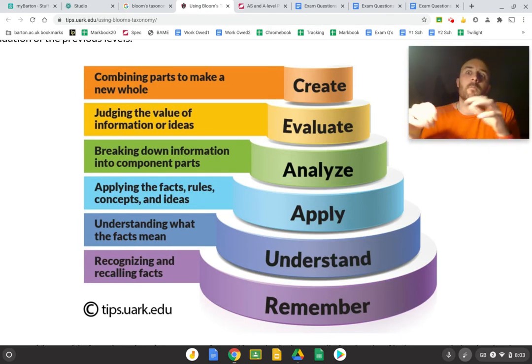Now you can split AO1 into knowing something and understanding something. Understanding something is more difficult than just remembering something. So let's say I were to ask you, what are the 5 stages of Freud's psychosexual stages, and you've remembered and rehearsed it: oral, anal, phallic, latency, genital. That would be remembering. That would be just remembering something in order.